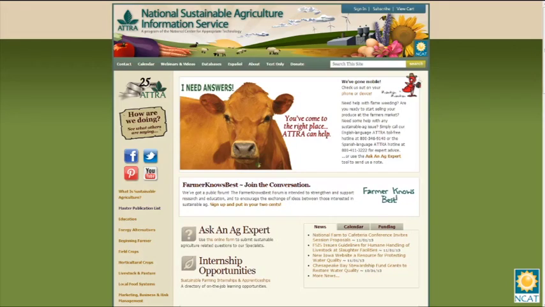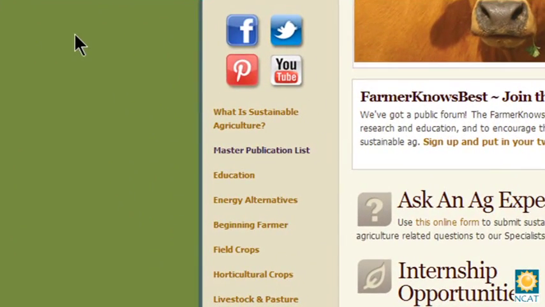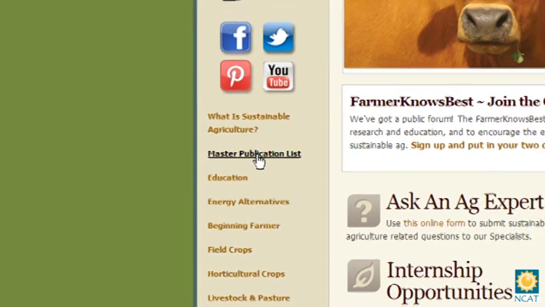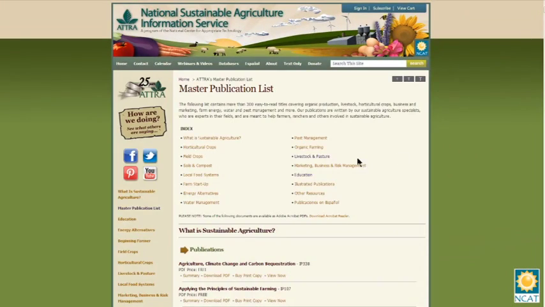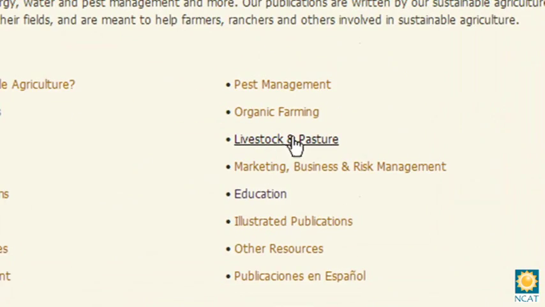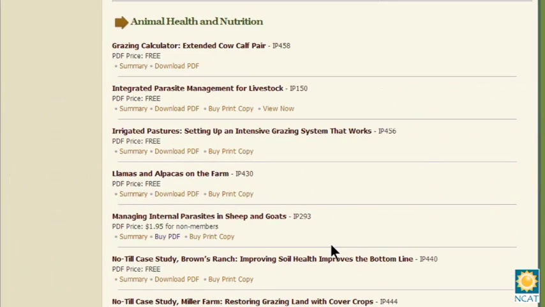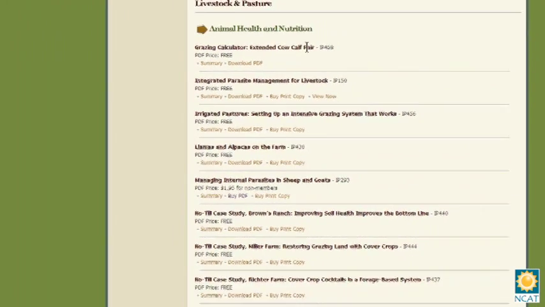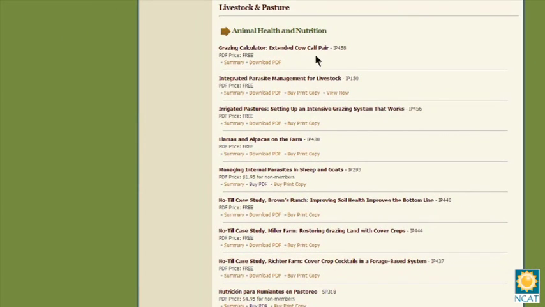To get to the calculator, go to the ACRE site and hit Master Publication List. Once there, on the next page, hit Livestock and Pasture. Then find Grazing Calculator Extended Cow-Calf Pair, IP458. Click on this and it will bring you the PDF that you can download.